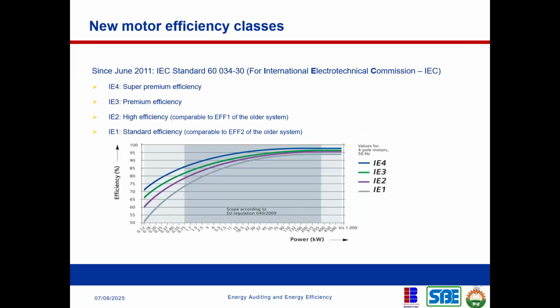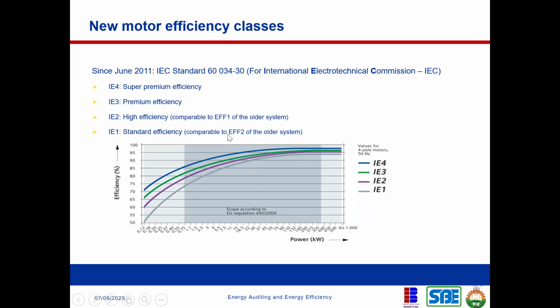So here are just some of the efficiency standards in motors, right? Since June 2011, the IEC standard 60034, where IEC is the International Electrotechnical Commission, defines these various efficiency ratings for motors. So if a motor is rated IE4, that means it has the highest efficiency, super premium efficiency. The lowest efficiency is IE1, which is the standard efficiency, right?